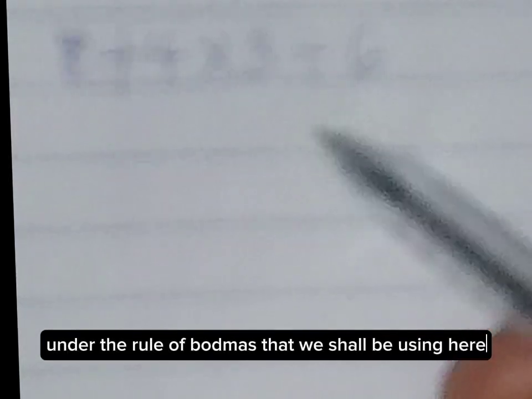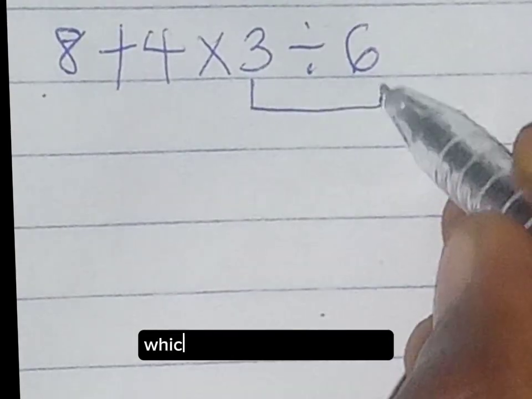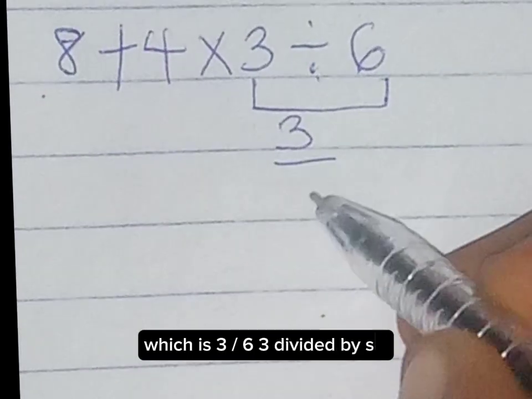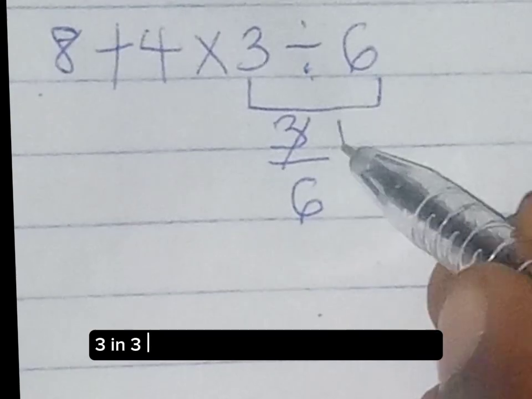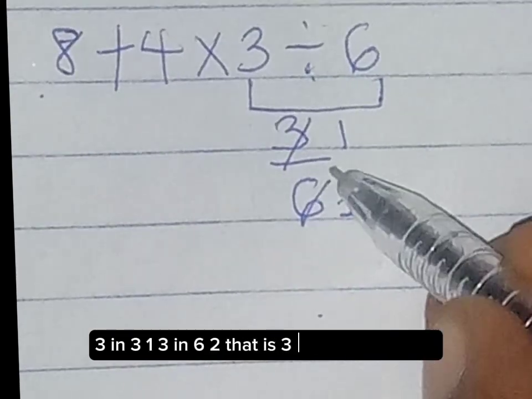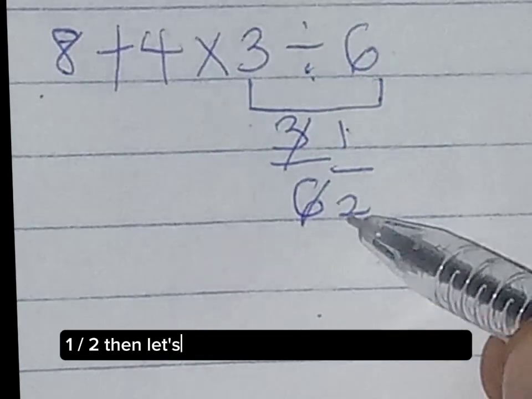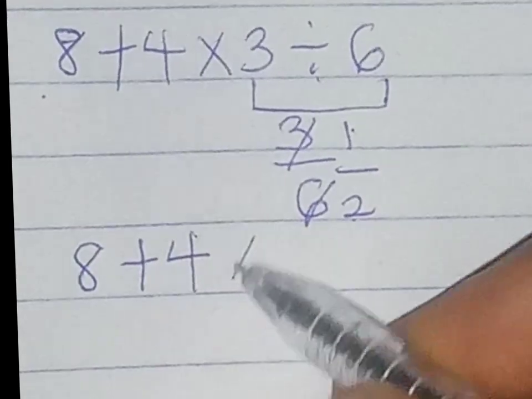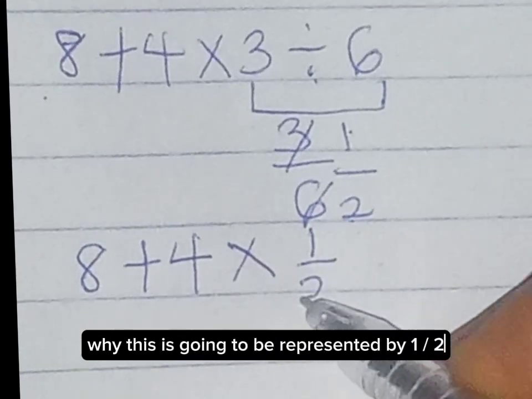Now, the first sign under the rule of BODMAS that we shall be using here is the division sign, which is 3 divided by 6. Now, what's the answer here? 3 in 3, 1. 3 in 6, 2. That is, 3 divided by 6 gives us what? 1 divided by 2. Then let's bring down the previous numbers, while this is going to be represented by 1 divided by 2.